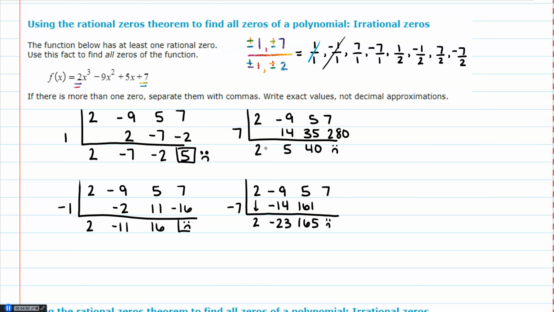Let's try 1/2. So let me get 2, -9, 5, and 7. So I'll bring the 2 down. 2 times 1/2 is 1. -9 plus 1 is -8. -8 times 1/2 is -4. 5 minus 4 is 1. 1 times 1/2 is 1/2. And 7 plus 1/2 is not 0. Could try -1/2.